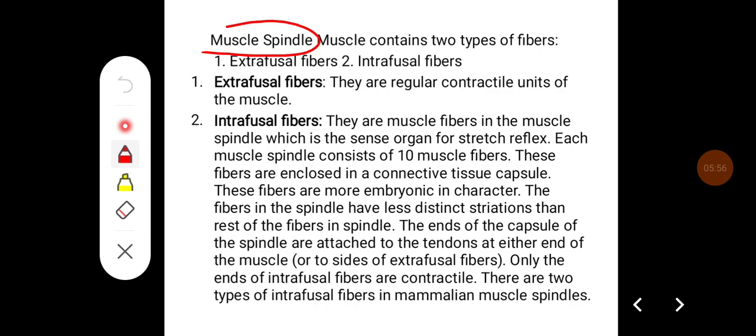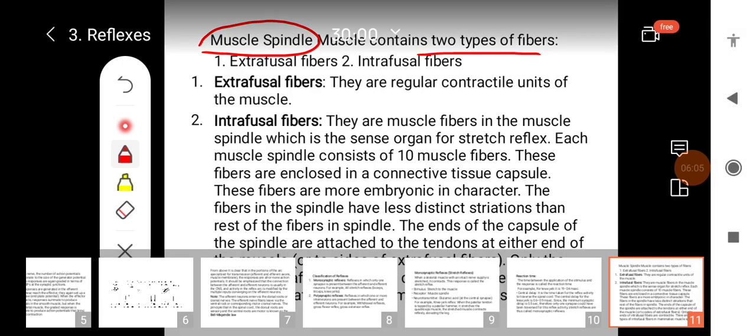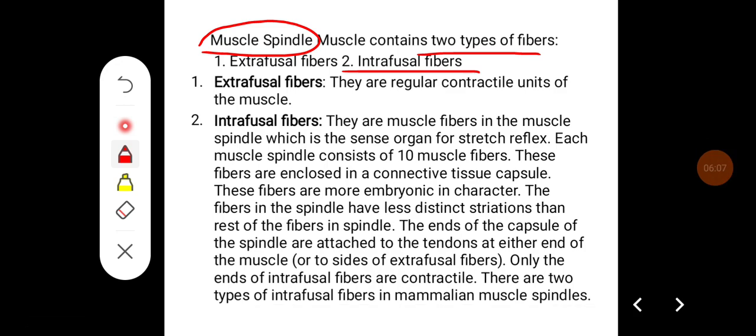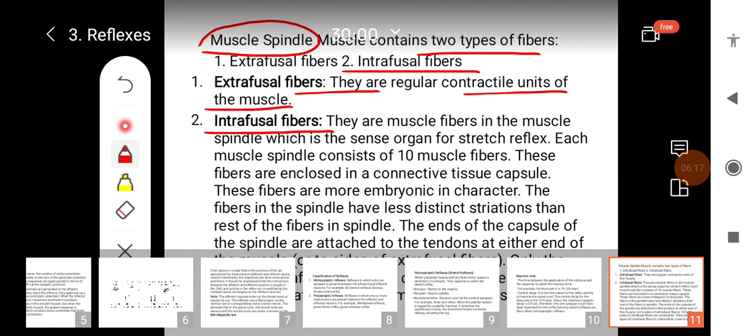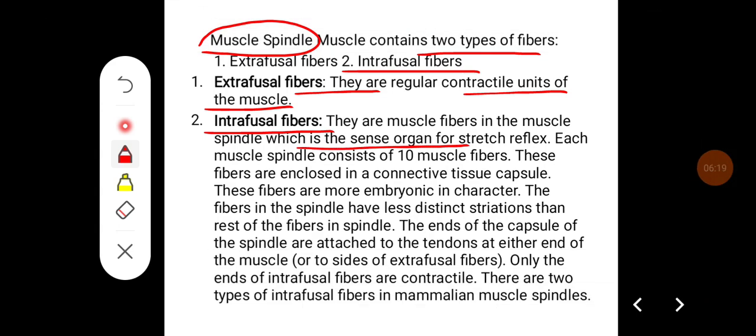Coming to the muscle spindle, which is the sensory receptor for the stretch reflex. The muscle spindle contains two types of fibers, extrafusal fibers and intrafusal fibers. Extrafusal fibers are the regular contractile units of the muscle, whereas intrafusal fibers are the muscle fibers in the muscle spindle, which is the sense organ for the stretch reflex.